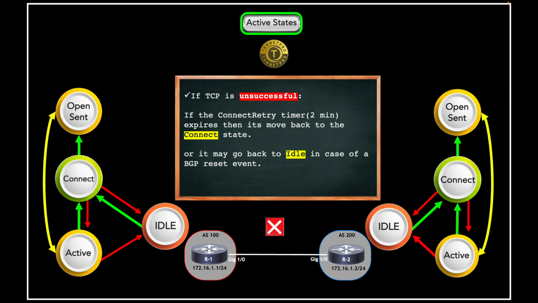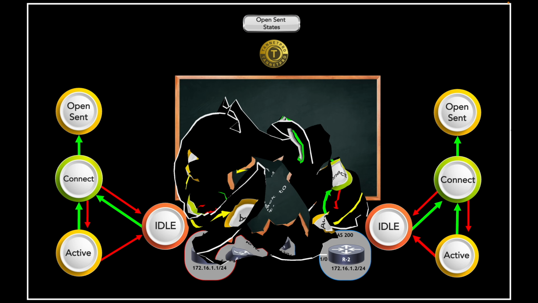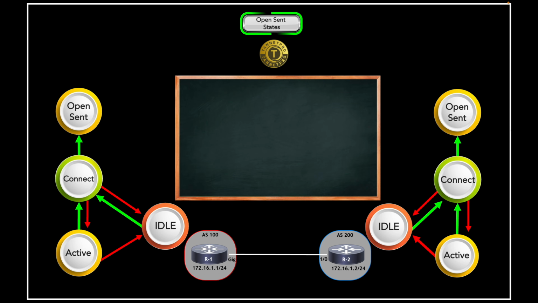Makes sense, right? So now hope we understood the active state, connect state and the idle state. These three states are very important to troubleshoot. During troubleshooting, you need to know which state it is in and what problem it is facing, right? Now let's wrap up this active state. Now we'll understand the open state, sorry, open send state. Sometimes we call it open state or open send state.